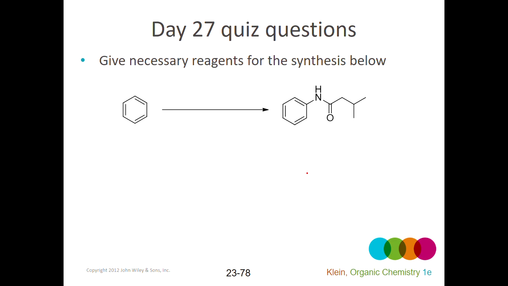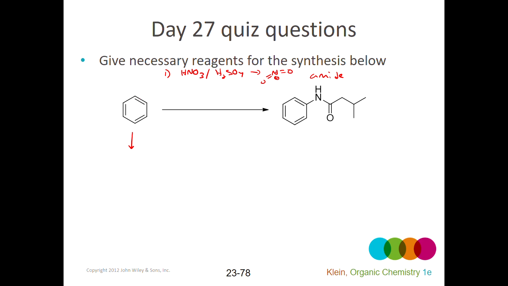So then the last quiz question of the semester was this one here. And so the idea is, how do we convert benzene into this amide group? And so the idea here is to first install the nitrogen on the ring. So you'd start with nitric acid and sulfuric acid. Those 2 combine, if you recall, to make a nitronium ion, which is a great electrophile.